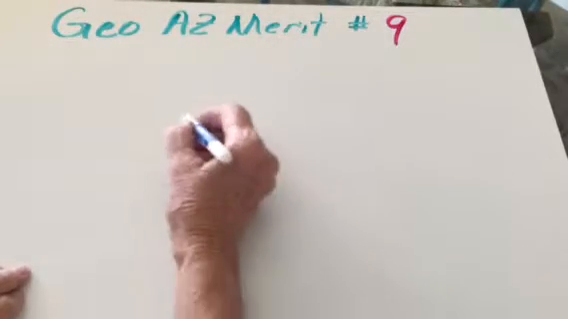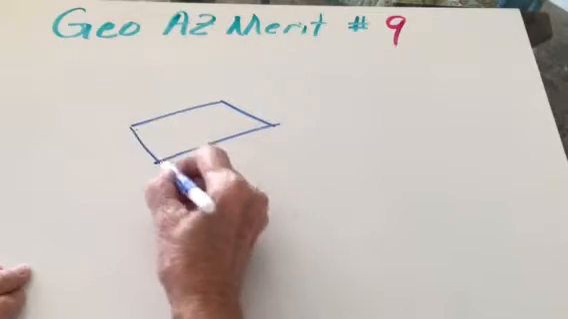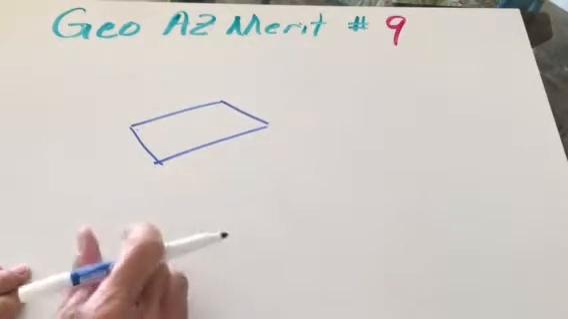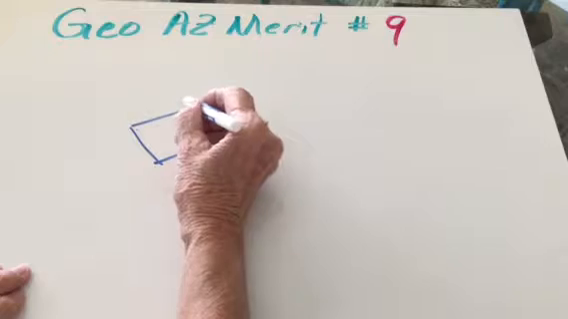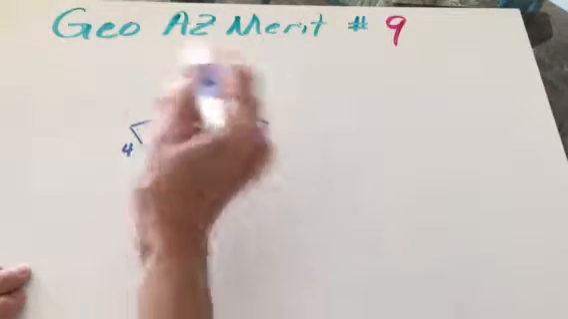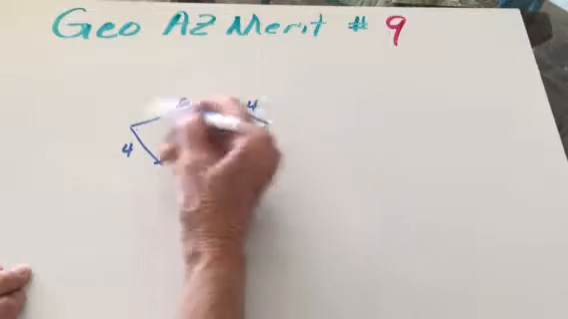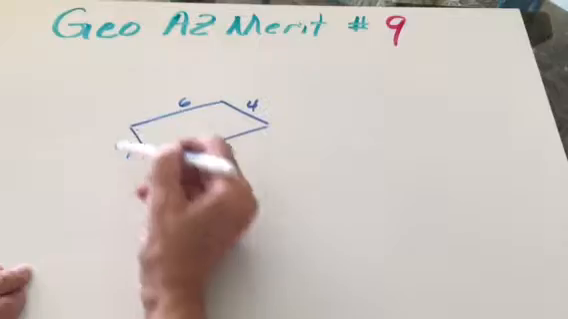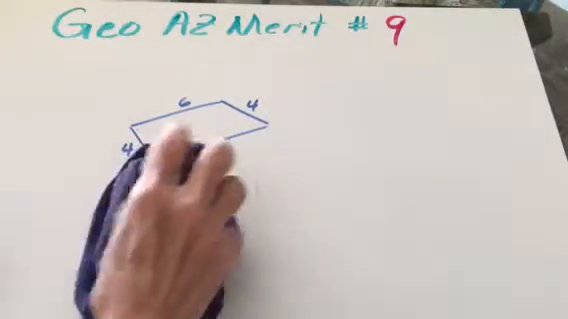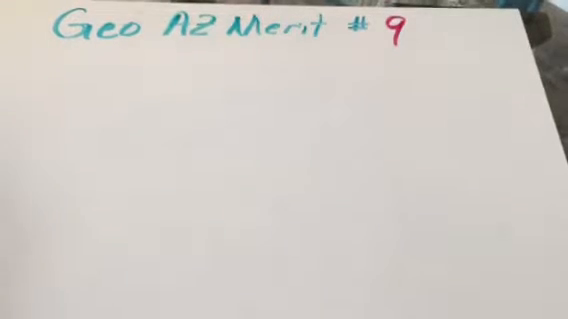Let me show you something. Here's a parallelogram, shall we say, okay? And if this is 6, this is 6. If this is 4, this is 4. To find the perimeter, all you do is add it around. So 6 plus 4 is 10. 10 plus 10 is 20. The perimeter is 20. That's what this question is asking. But of course, you have to play games a little bit with this deal.